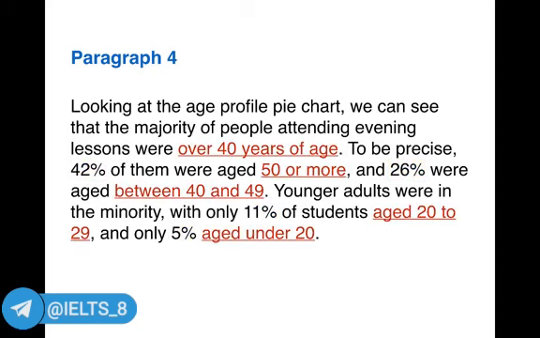That was grouping together the next two groups that you can see underlined there, 50 or more and between 40 and 49, and I mentioned the age groups 20 to 29 and under 20. I think there was one age group only, the 30 to 39, that I missed, but you don't need to include everything. You have to select, remember.